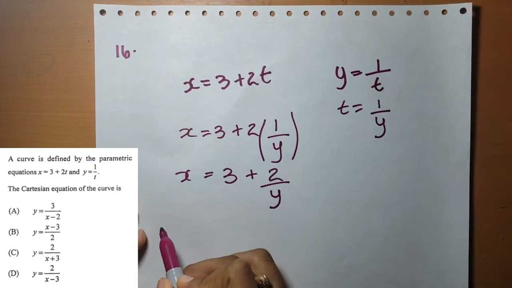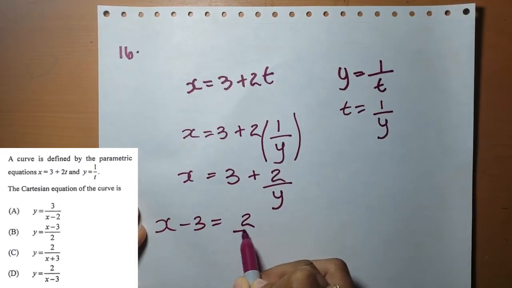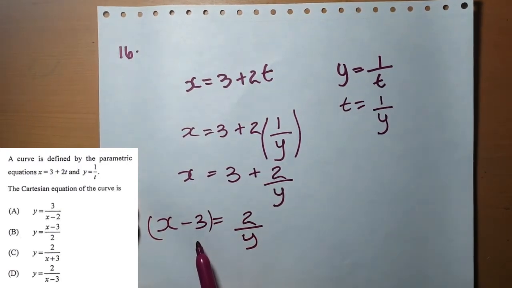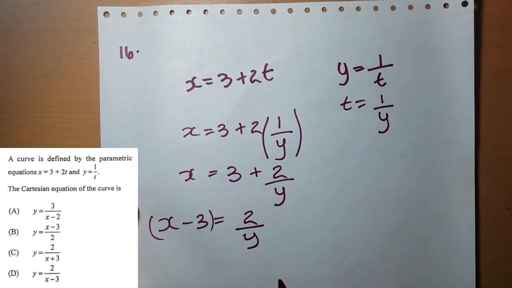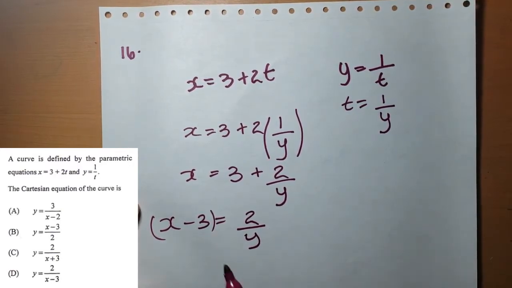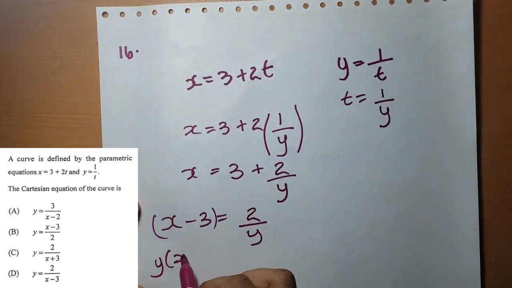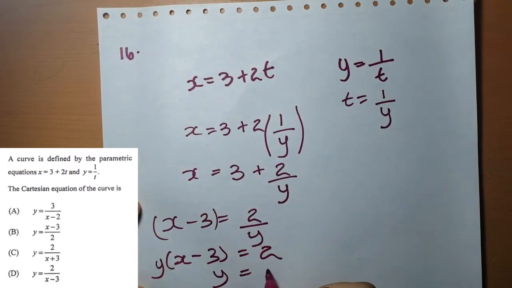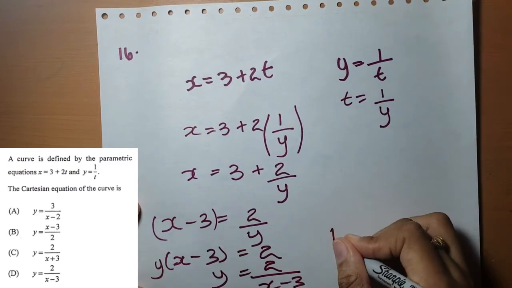Okay, so now we're going to carry over the 3 and we're going to have x minus 3 is equal to 2 over y. We're going to multiply this entire x minus 3 by the y. So you're cross multiplying, but you're multiplying the entire thing. So don't make the mistake of just putting the y on the x. It has to go on every single thing in the bracket. So therefore we're going to have y open bracket x minus 3 is equal to 2. y is equal to 2 over x minus 3, and that is D.